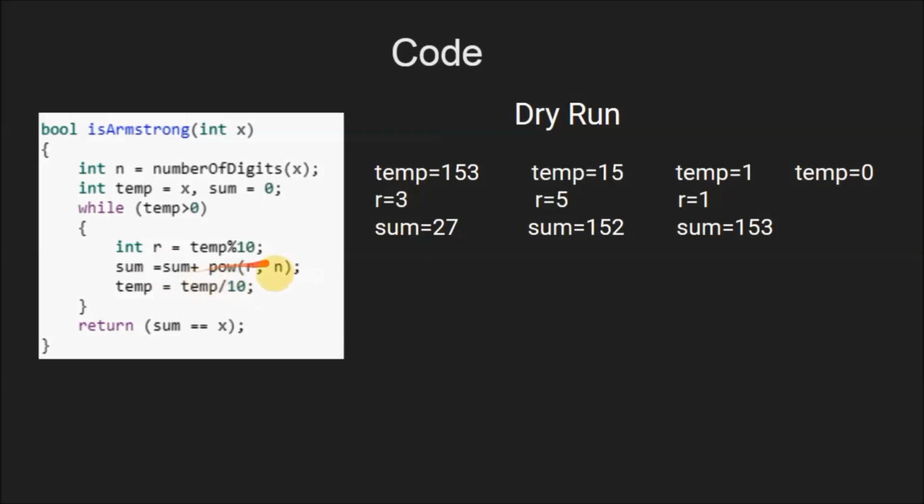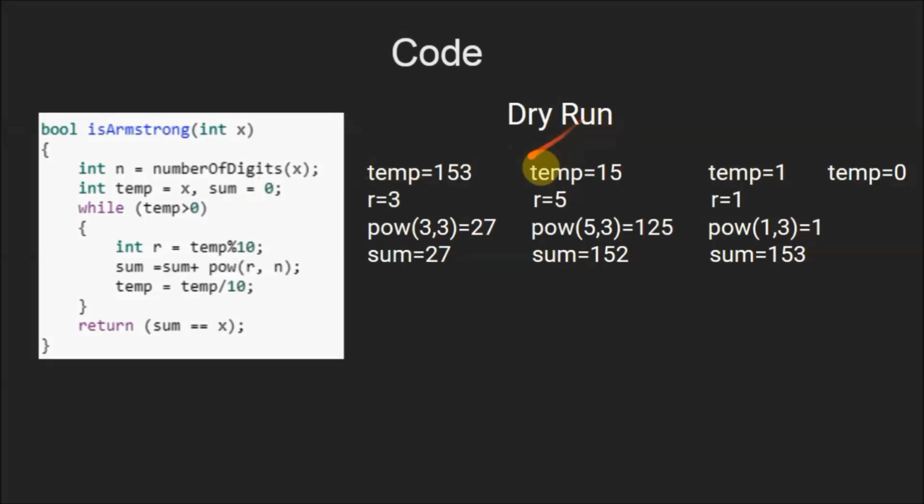So the sum will be updated. Then temp will be reinitialized by temp divided by 10. So the last digit of temp will be removed by this operation. And after this loop, we are returning sum equal to x. This will return 1 if sum is equal to x, and it will return 0 if sum is not equal to x. Now let us see the dry run of this code.